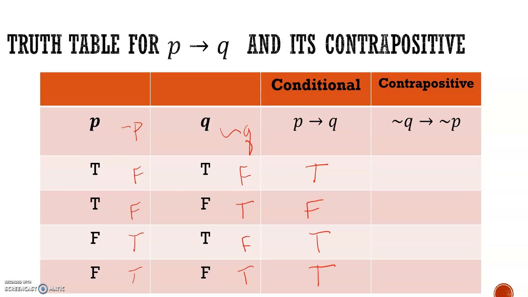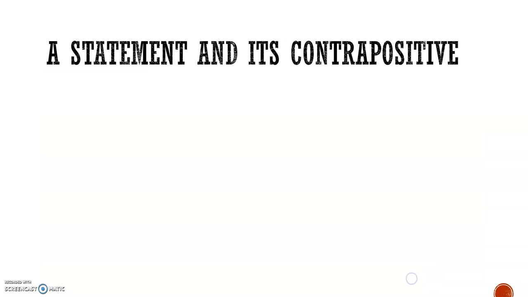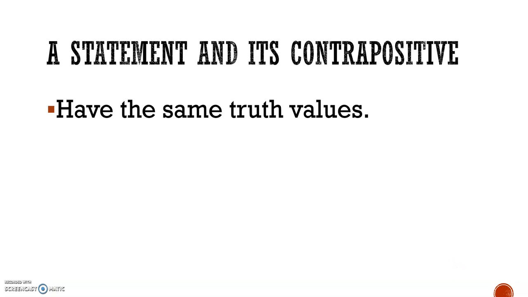So now let's look. Our contrapositive, not Q implies not P. False and false, true. True and false, false. False and true, true. True and true, true. Compare those columns, the conditional and its contrapositive. A statement and its contrapositive have the same truth values.